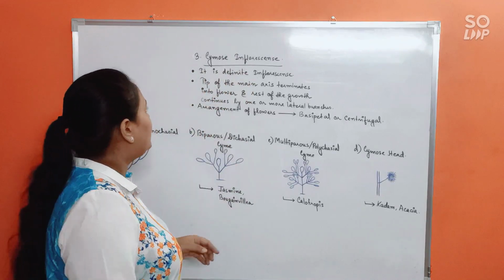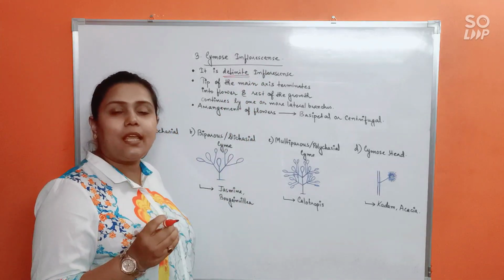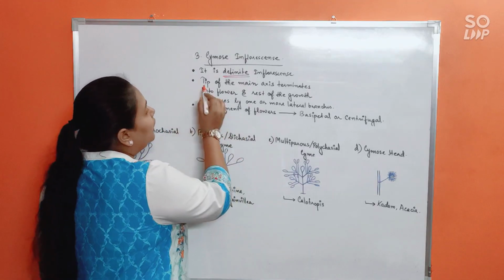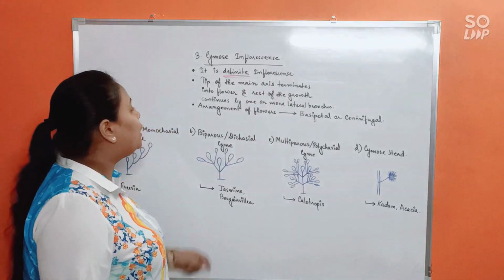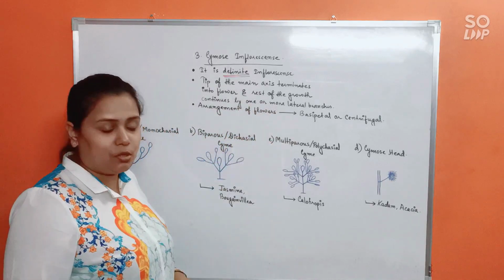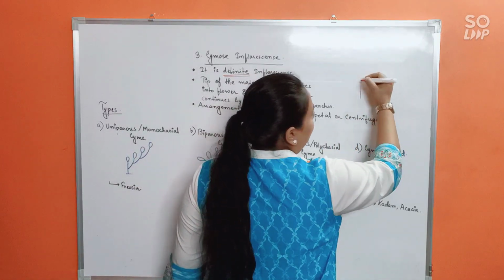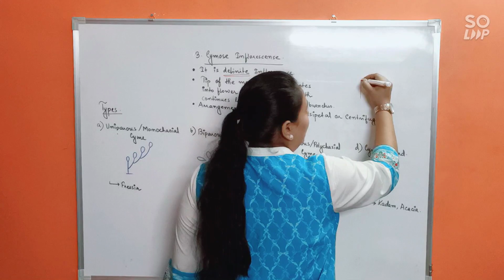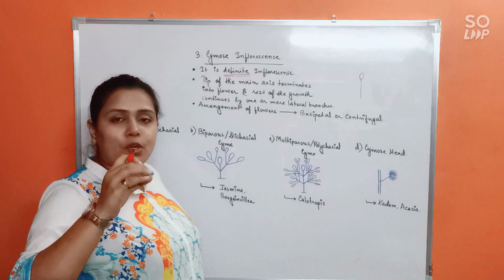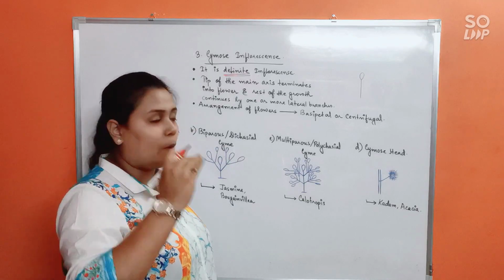Cymose inflorescence is a definite inflorescence. Like racemose inflorescence was indefinite, this one is definite inflorescence. Here the tip of the main axis will terminate into a flower and the rest of the growth will be continued by one or more lateral branches. Suppose this is the growing point or the main axis, and the growing tip will terminate, it will stop its growth and form a flower. As it forms a flower, the further growth is going to be stopped.